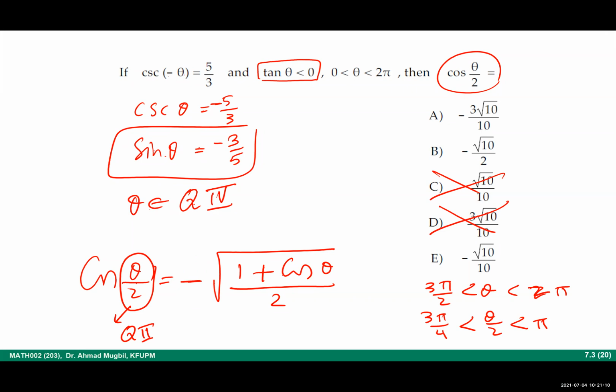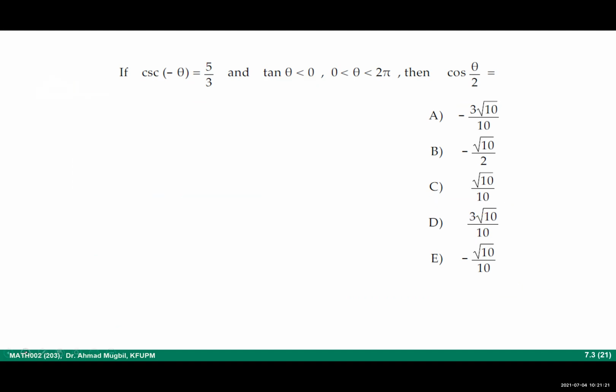And of course, now find cosine theta. You have sine. How to find cosine? You will draw it in the 4th quadrant. This is theta. This is -3. This is 5. This will be 4. So this will be 4 over 5. And simplify, you will have, of course, the answer is A. The right answer is A.